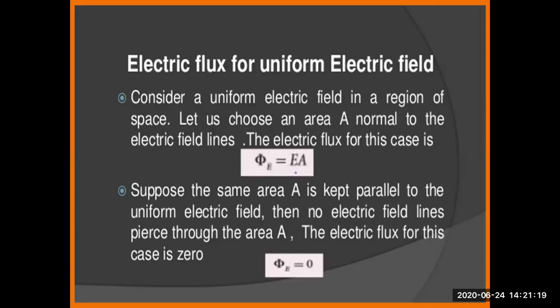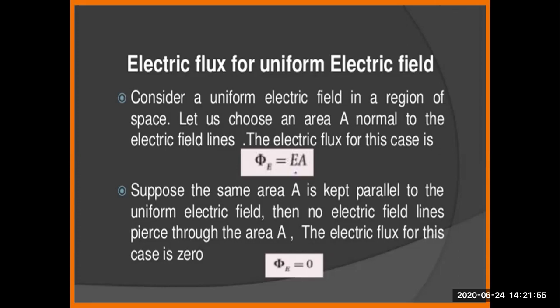Electric flux for a uniform electric field. Consider a uniform electric field in a region of space. Let us choose an area A normal to the electric field's lines. Let the electric flux for this case be electric field into area. So this is the same thing we were talking about. This is the mathematical form of electric flux, where E is the electric field intensity and A is the area placed perpendicular across the lines.